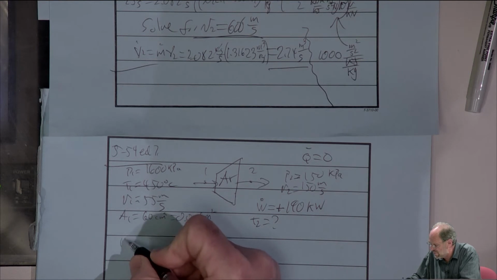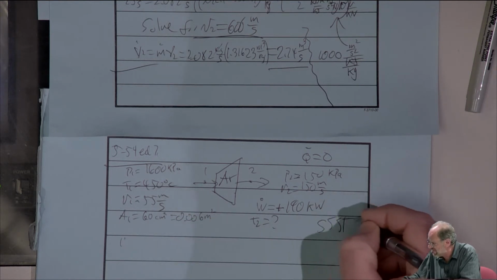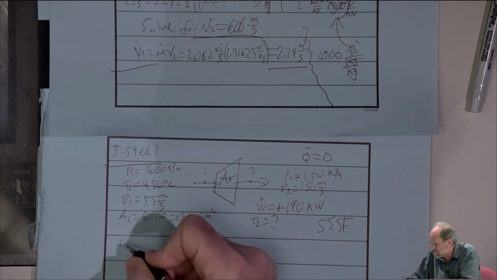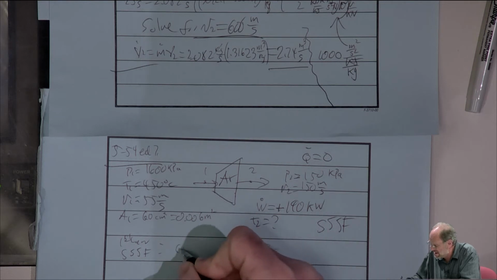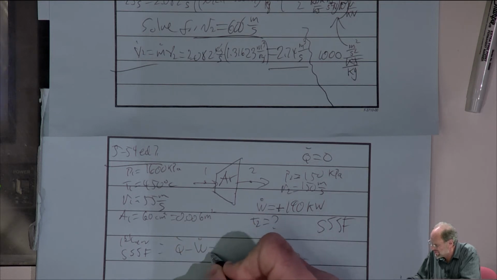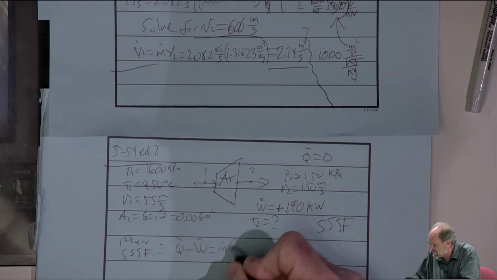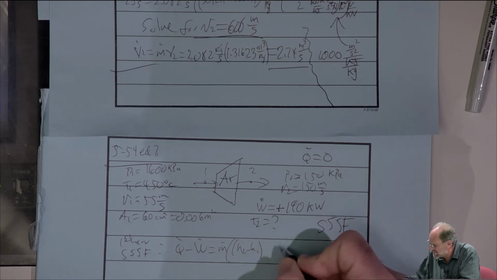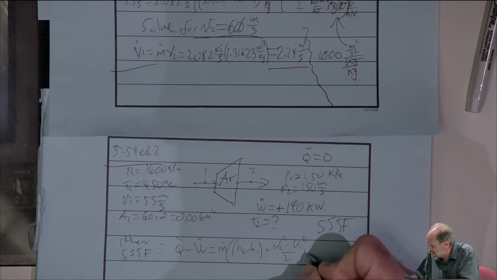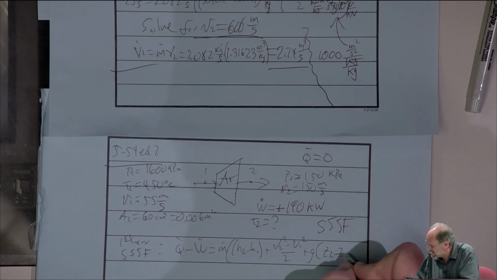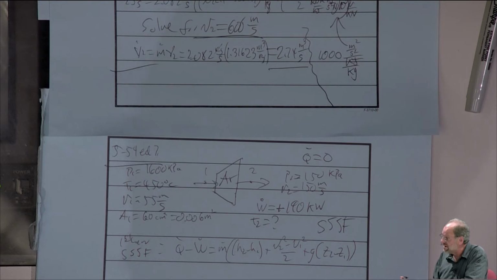So, first of all, it's again a single stream steady flow process, right? Like all turbines are. So, first law, single stream steady flow: heat transfer minus rate of work equals a mass flow rate times enthalpy change, plus kinetic energy and potential energy changes. Although here we can again cancel out quite a few terms.